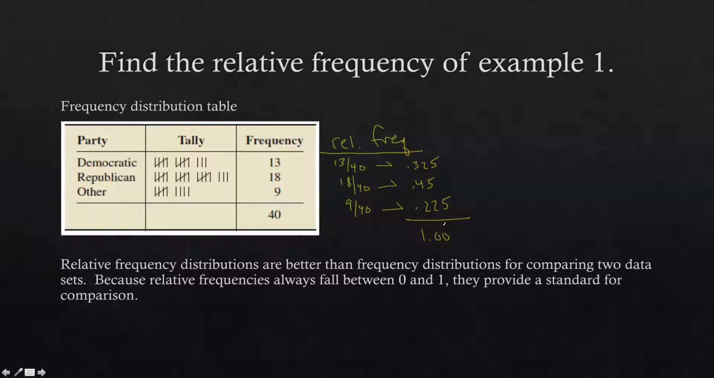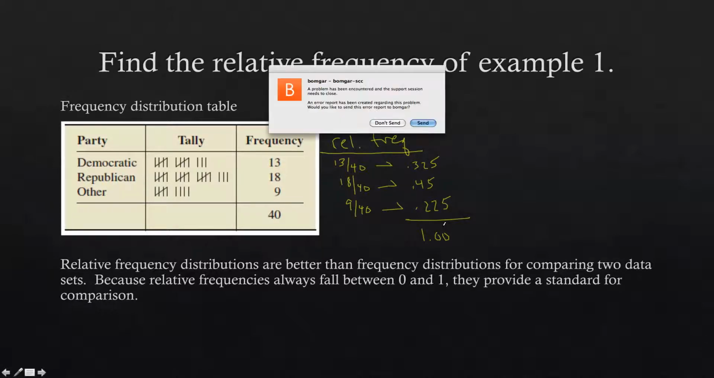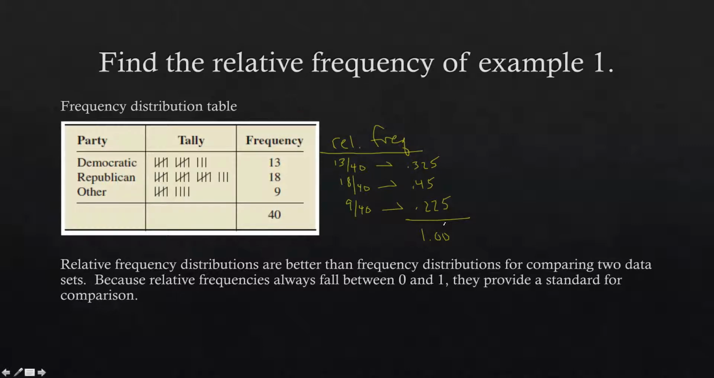So, how would we interpret this? Well, we could say 32.5% of the people are Democrats, 45% are Republicans, and, excuse me, not 9%, 22.5% were others. And here's a little side note. Relative frequencies are a lot better than frequencies for comparing data sets. Relative frequencies often fall between 0 and 1.